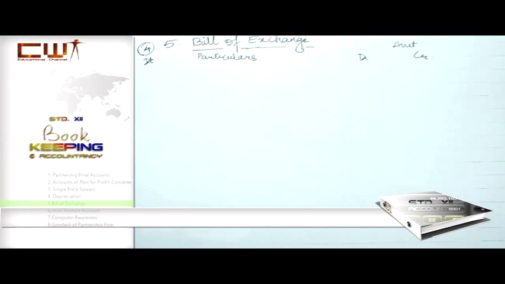Question number 4 says, Sharma draws a bill on Verma for 5,000 at 3 months. So Sharma is the drawer of the bill and Mr. Verma is the drawee. On 1st August 2008, Verma accepts it and returns it to Sharma. The bill is discounted by Sharma for rupees 4,925. So actually it was a 5,000 bill, for 75 less he is getting 4,925.